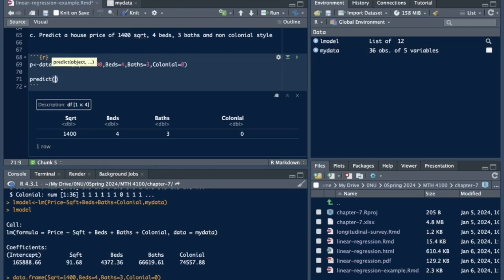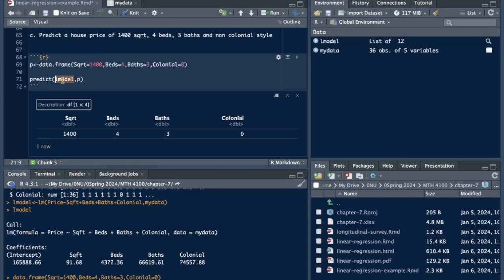For now, predict, we're going to have 2 arguments. Predict has many arguments. We're going to use now 2. Sometimes we can use 3, 4, depends on the context, what we are going to use it for, okay? Predict, we're going to first say, what is the model that we built? It's called L model. That is the first argument. The second argument is going to be your data frame. What are you going to predict? Okay, it is P, right?